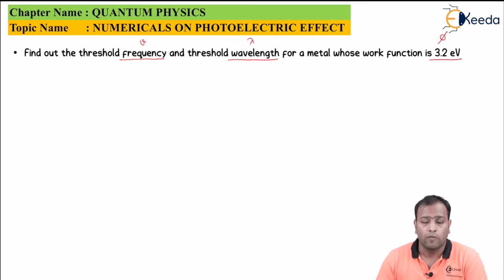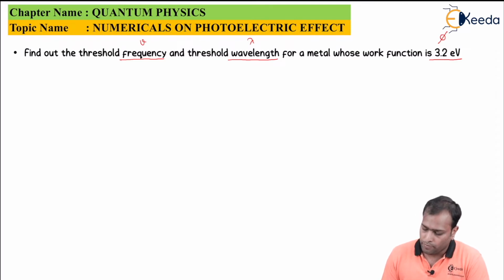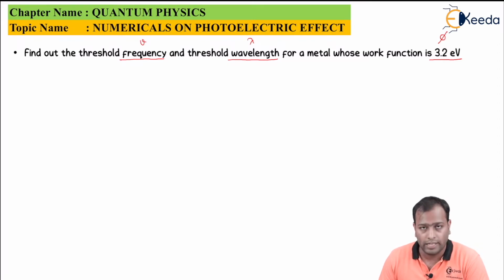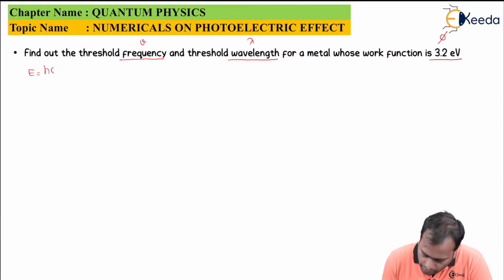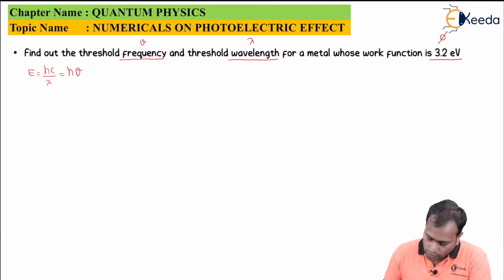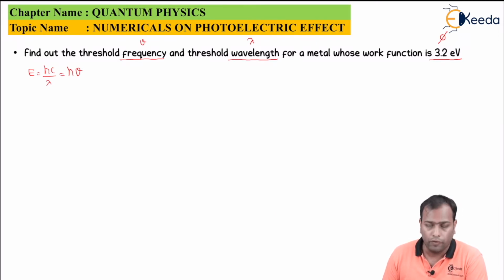You already know that work function is nothing but energy. Here this energy is expressed in terms of electron volts. Now using the first formula, E is equal to hc by lambda, I can find out the threshold wavelength, and E is equal to h nu, I can find out the threshold frequency. So let's write out the formula. The formula says E is equal to hc by lambda, which is also equal to h nu. So now using the first formula, E is equal to hc by lambda, let's find out the wavelength.